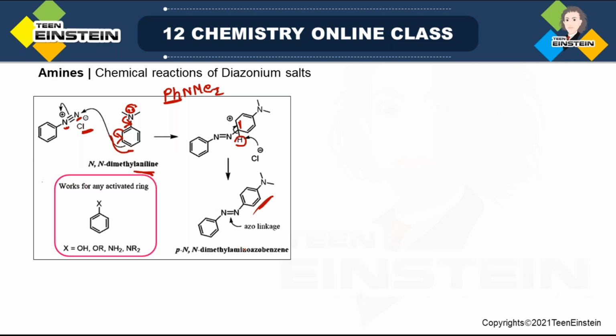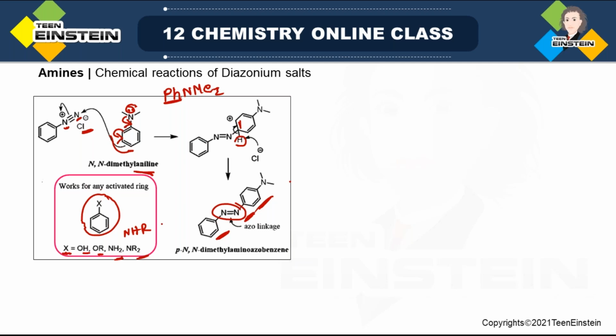So see, now between two benzene rings there is an azo linkage. That is why the name is azo coupling, and the name is para-N,N-dimethylamino azobenzene. So this type of molecule you have to take, where X, do not think it is a halogen, it is basically OH or OR, that is OMe, OEt, like this. It may be aniline, or it may be NR2 or even NHR.